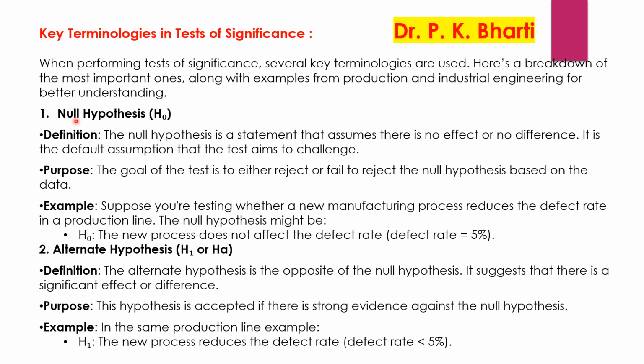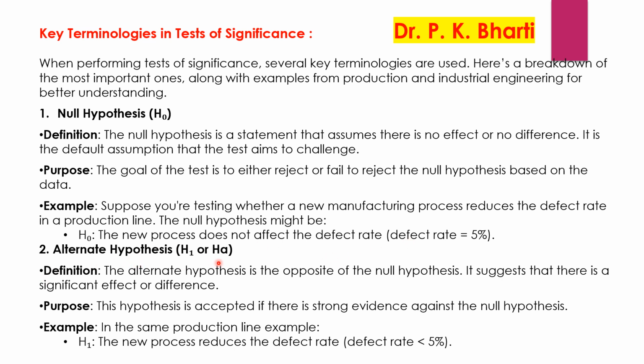The first terminology is null hypothesis or H naught. Null hypothesis is a statement that assumes that there is no effect or no difference. It is the default assumption that the test aims to challenge. The purpose or goal of the test is to either reject or fail to reject the null hypothesis based on the data. Example, suppose you are testing whether a new manufacturing process reduces the defect rate in a production line. The null hypothesis might be H naught: the new process does not affect the defect rate.